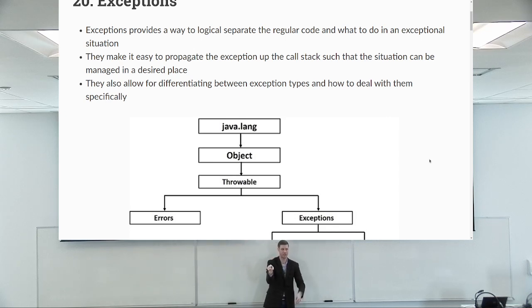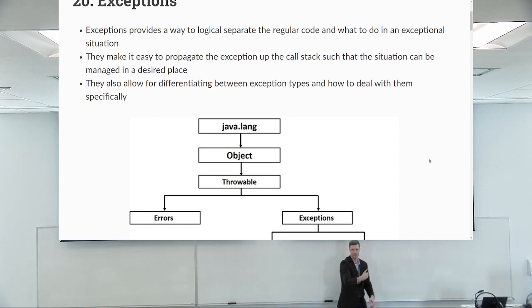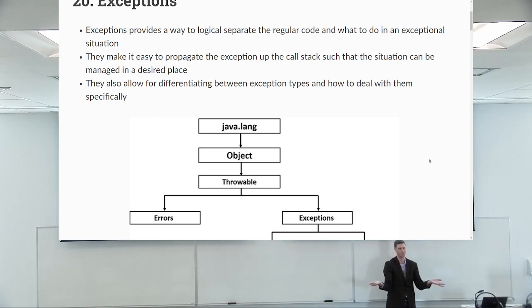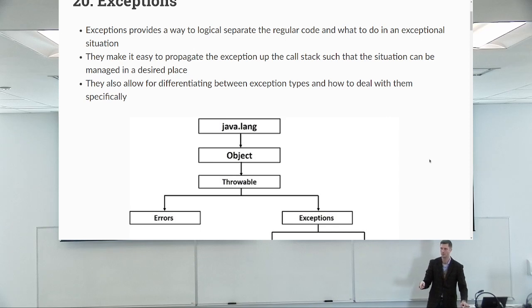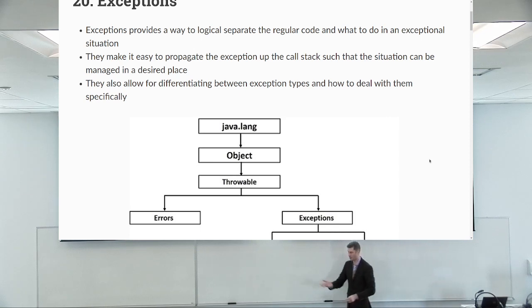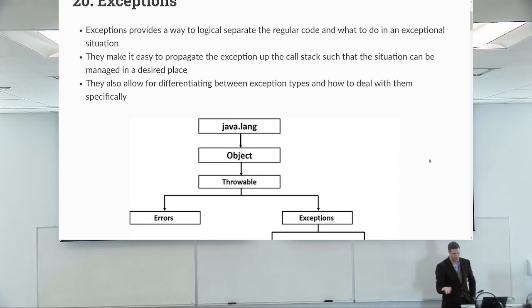And if it doesn't get addressed, it just keeps getting propagated until it's thrown at you, and that's why you see your program crash where you see an exception. But it gives us a way of propagating exceptions up the call stack. And the call stack is an idea that we're going to talk about more in the next topic, I believe. So it can be managed in the desired spot. And it also allows for differentiating between exception types and how to deal with them accordingly.